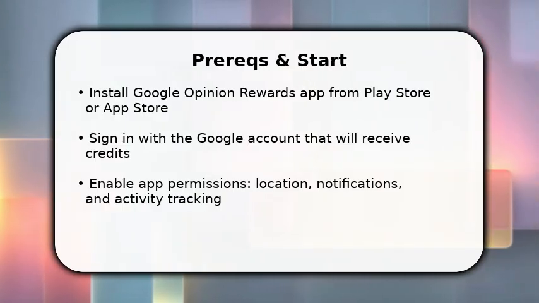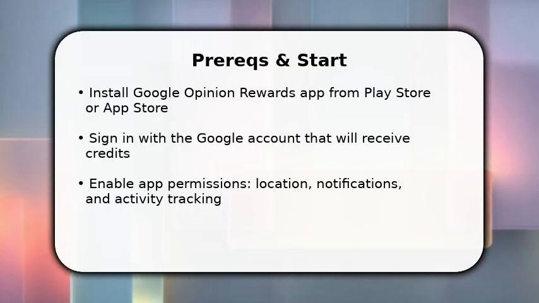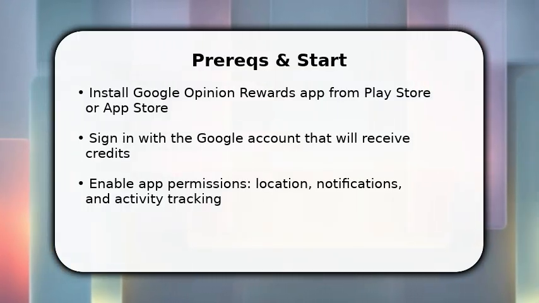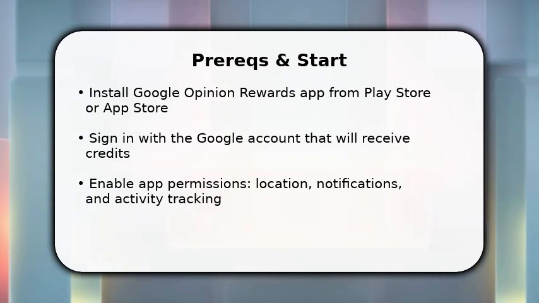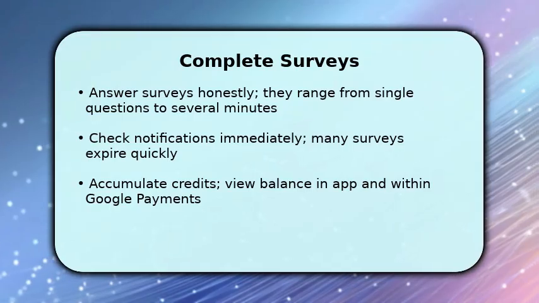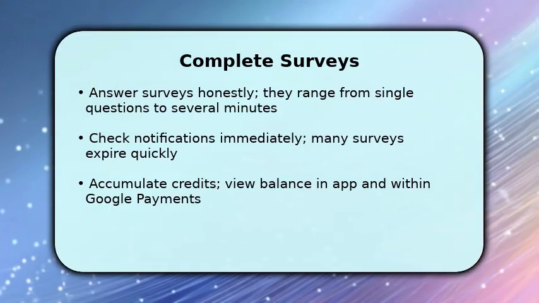Make sure your account information, including name and birth year, is accurate to avoid payout holds. Start by checking the app home for any pending surveys right away. You'll receive short surveys via notification. Open them fast because they can expire in hours.